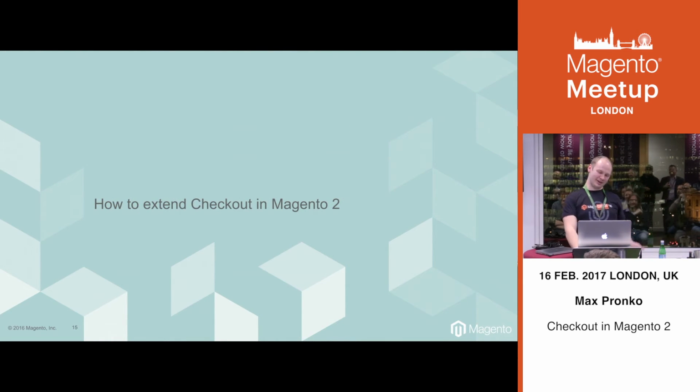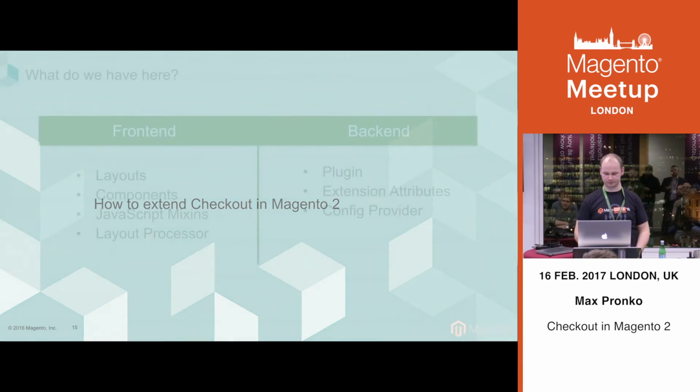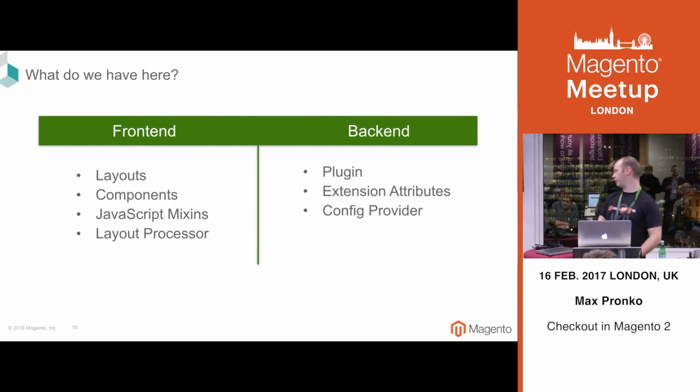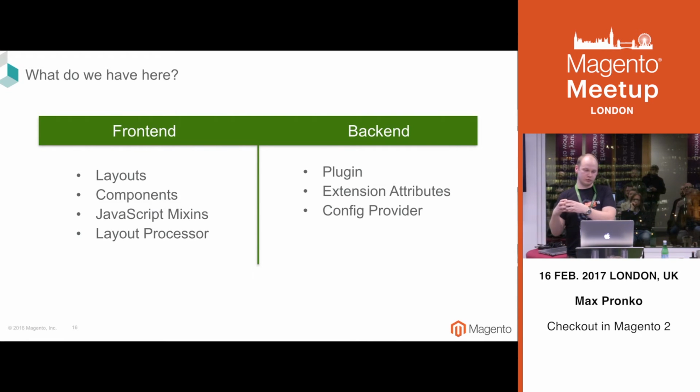Let's talk about how to extend actual checkout and introduce something new. So what do we have here? We can introduce customization on two levels. First one is front end, second is back end. What do I mean by that? That you can use PHP to reflect changes on front end, or you can use JavaScript. Yeah, let's go. It's better to go one by one.